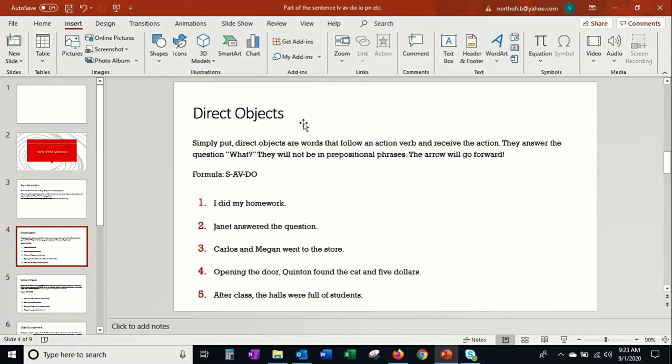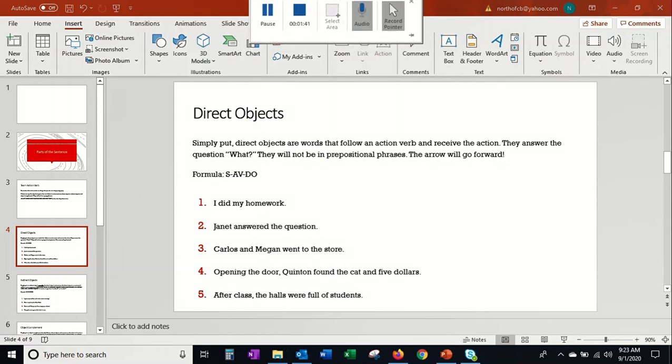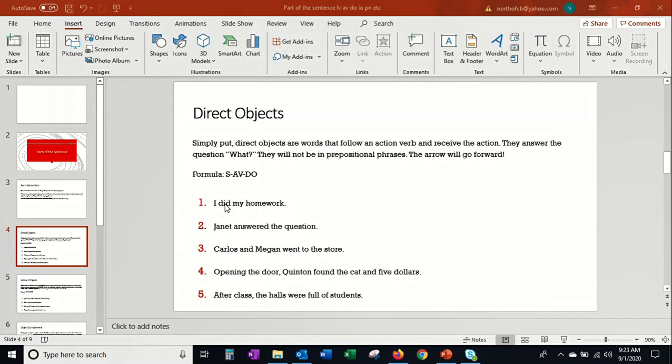Direct objects. Remember, action verbs are verbs that show action, obviously. Direct objects often accompany them and they will answer the question, what? They won't be in a prepositional phrase. The way I like to explain it is the arrow goes forward, okay? So when we're thinking about direct objects, think about starting at the verb and going forward. We're going to pass the ball forward to a direct object.